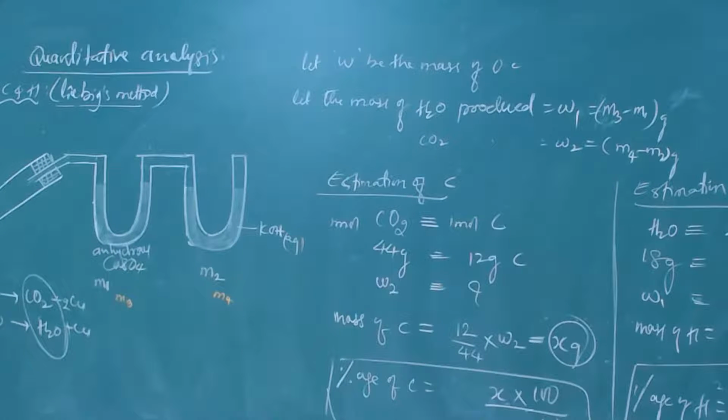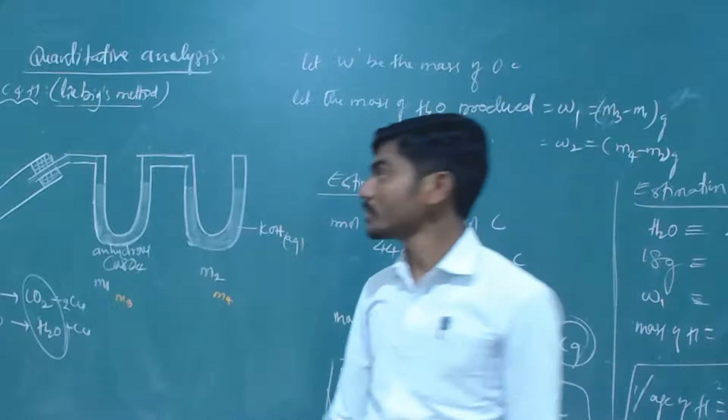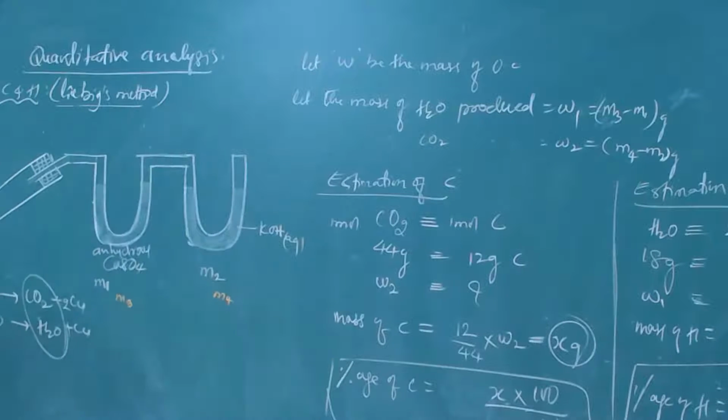Estimation of carbon and hydrogen. Very simple. For carbon, the percentage of carbon is equal to: 12 grams is present in 44, then how much is present in the given mass? Total is W into 100.